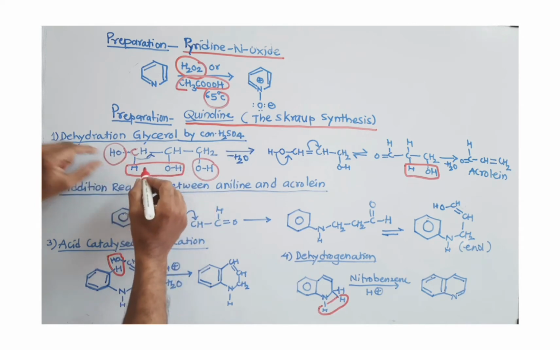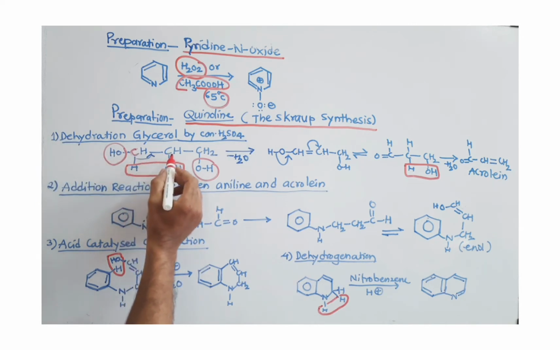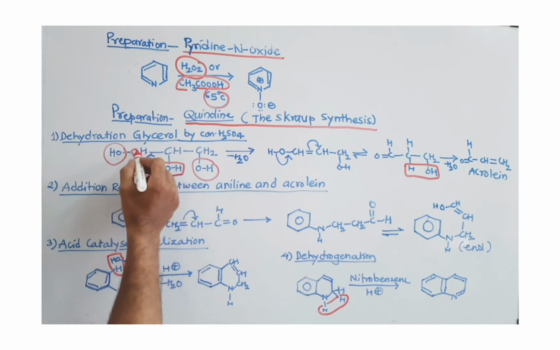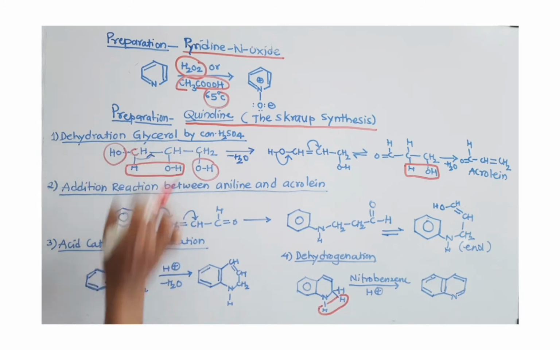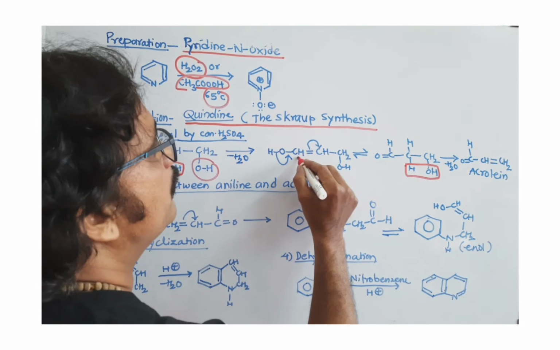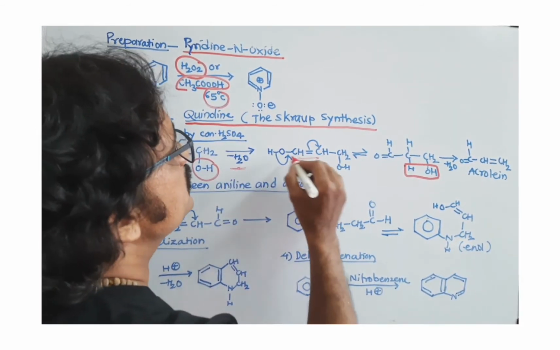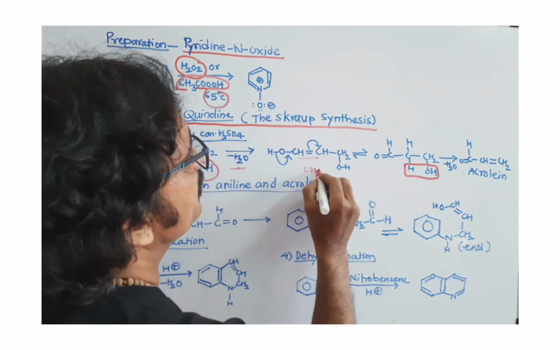So you have to remove a water molecule and put a double bond between these two carbons. From this carbon OH is removed, and from this carbon hydrogen is removed. You put a double bond there. So I put that double bond here, and remove the water molecule. Now this is called enol. This is nothing but the enol.